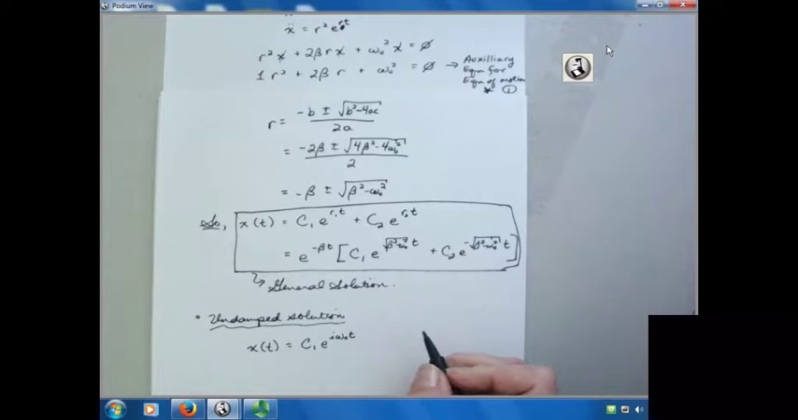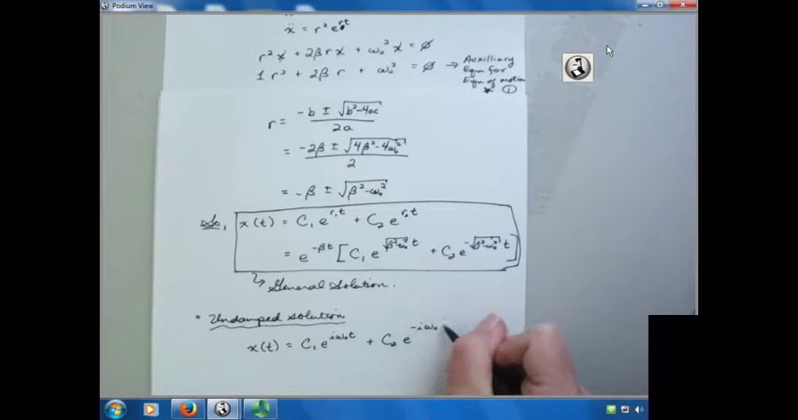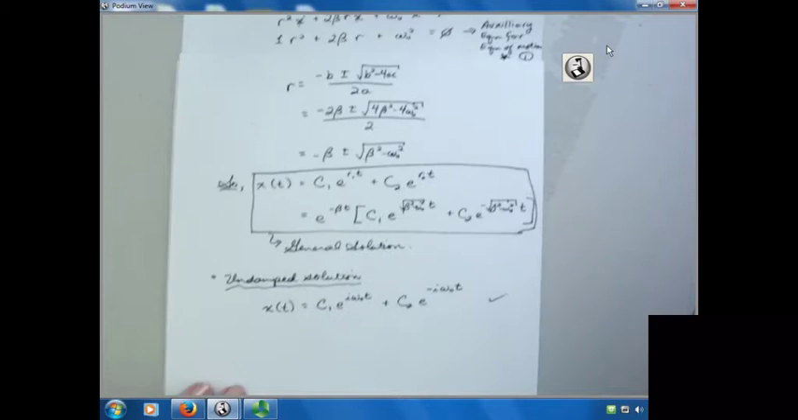Okay? Plus C2 e to the minus i omega naught times t, where omega naught is really just omega for the undamped case. And that's the exact same solution that we got before. And we were able to write that in 3 other ways as well, if you remember. So it all checks out. That's the same solution we got before.